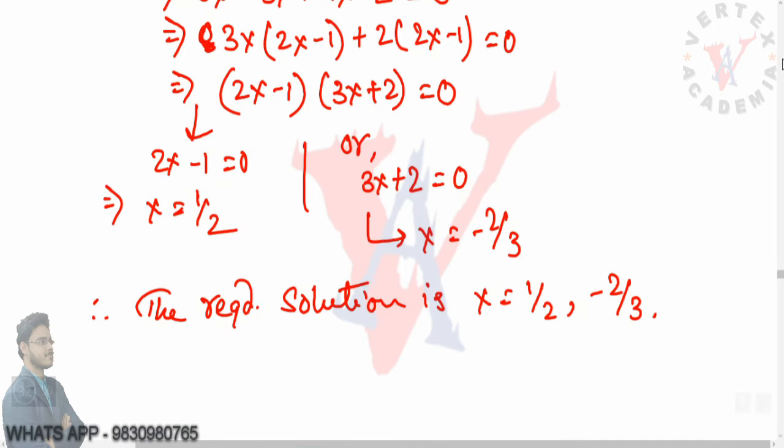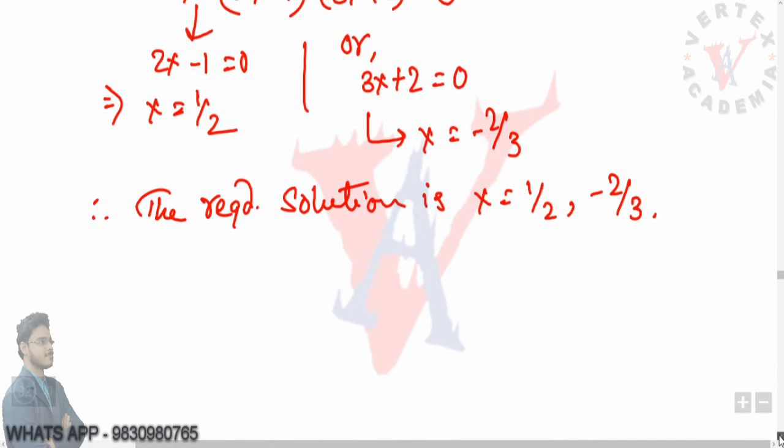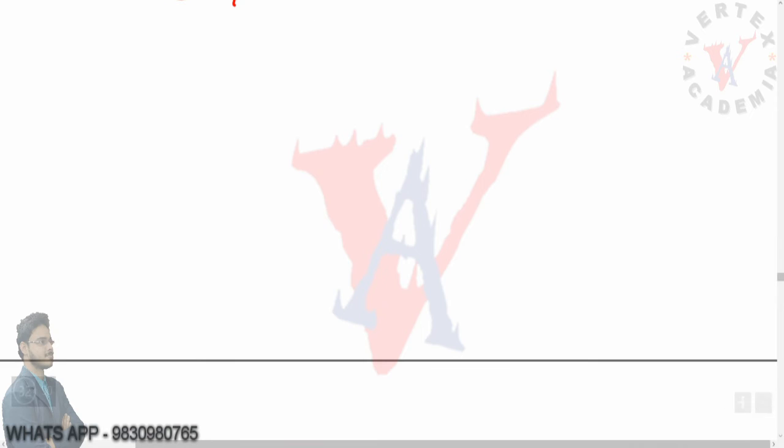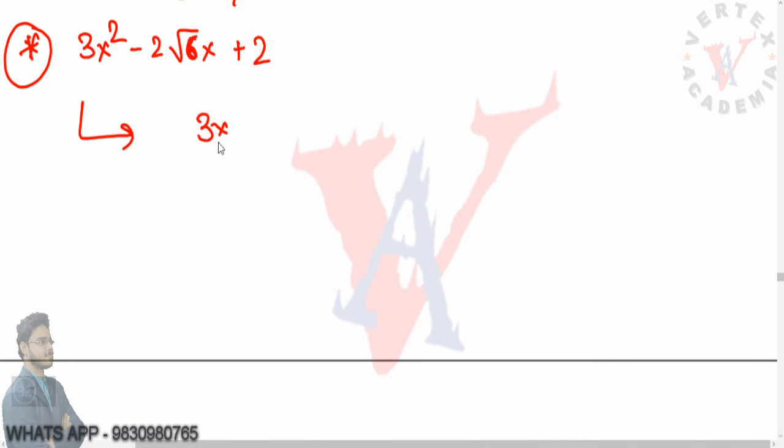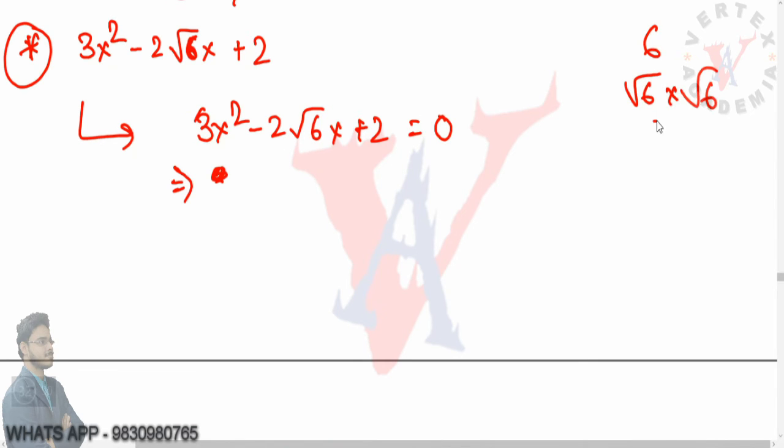So I hope it is clear how to do it. Let us take another problem. We have to find the solutions of, let us take, 3x square minus 2 root 6 x plus 2 equals 0. Here we have 3 into 2, so 6, and we have to write it in 2 root 6. So 6 can be factorized as root 6 into root 6, and when we add them we get 2 root 6. So this is a good one.